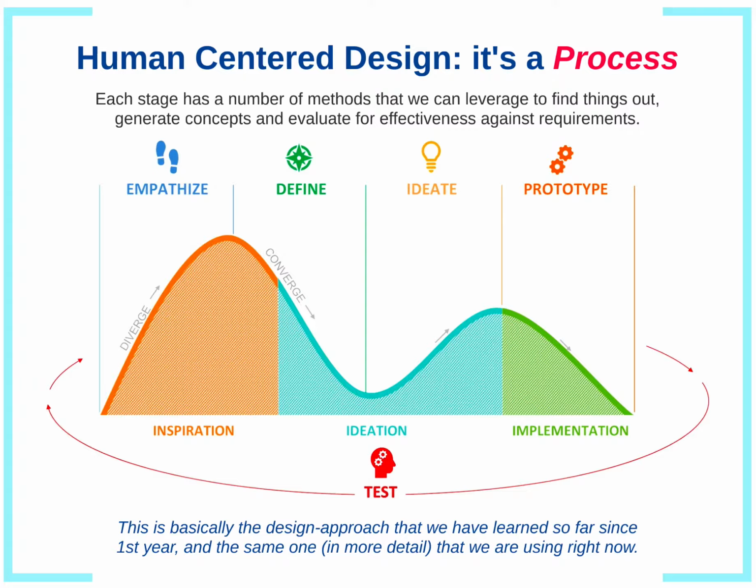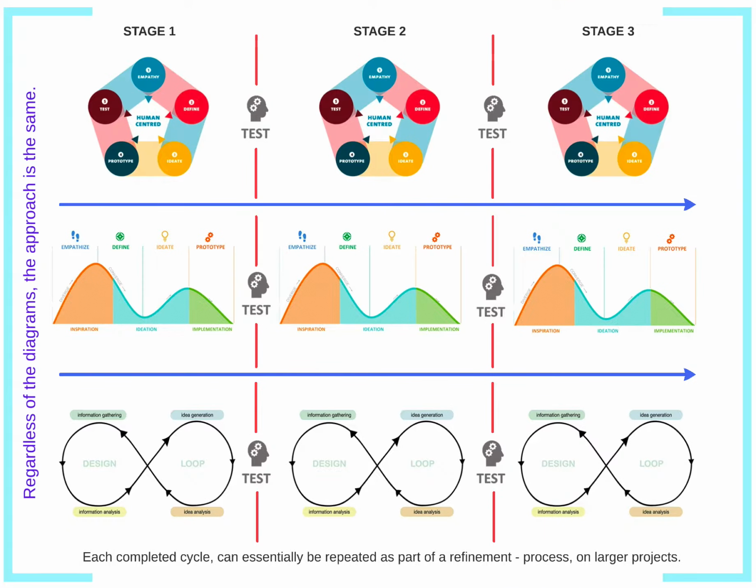It's an approach we put last year, and it's a similar approach that we're using now. But there's other diagrams that also pretty much say the same thing. We looked at the design loop before in first year, which is just a process of investigation, of gathering information, information analysis, idea generation, idea analysis. And at the top here is another one as well. It's a human-centered approach. All of them involve the same stages, and all of them involve testing.